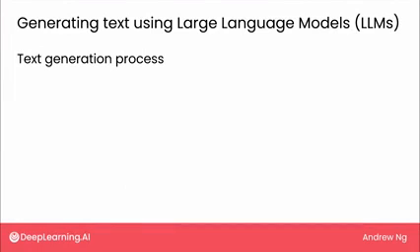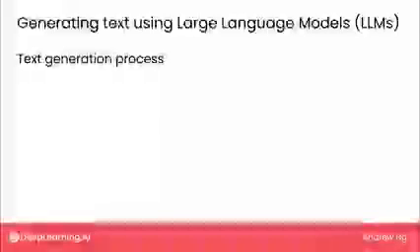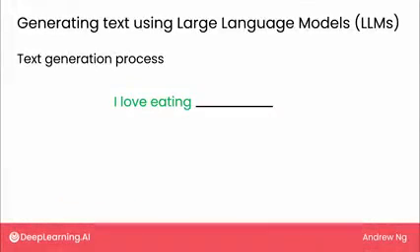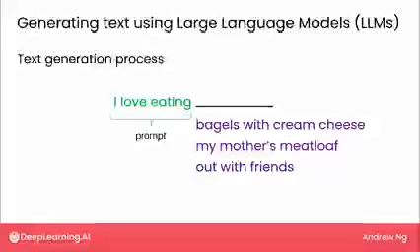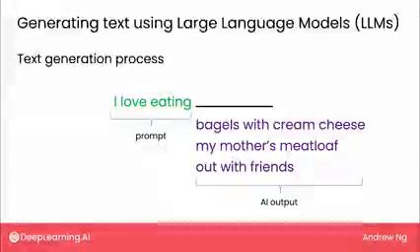Here's one way that large language models, which are abbreviated LLM, can generate text. Given an input like "I love eating," this is called a prompt, an LLM can then complete the sentence with maybe "bagels with cream cheese." Or if you run it a second time, it might say "my mother's meatloaf." Or if you run it a third time, maybe it'll say "out with friends." So how does an LLM, a large language model, generate this output?